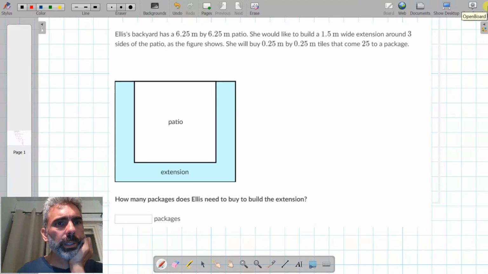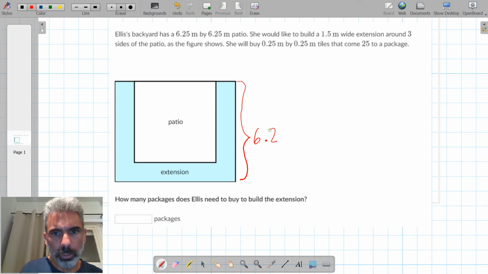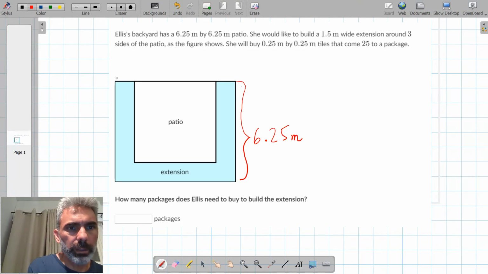Okay, Alice's backyard has a 6.25 meters by 6.25 meters patio. So this is 6.25 meters, and this is 6.25 meters.